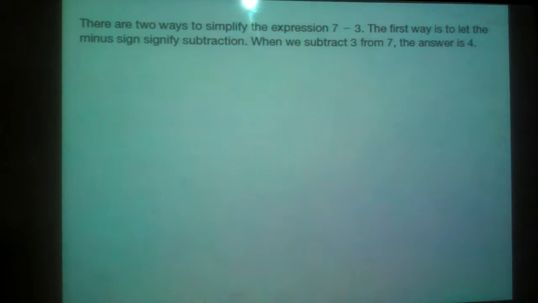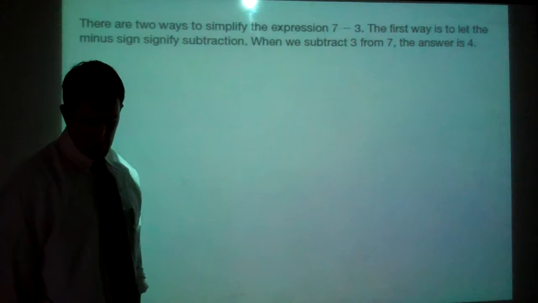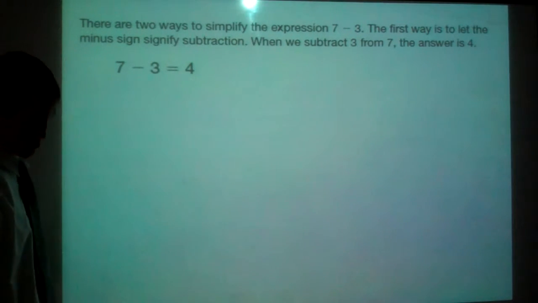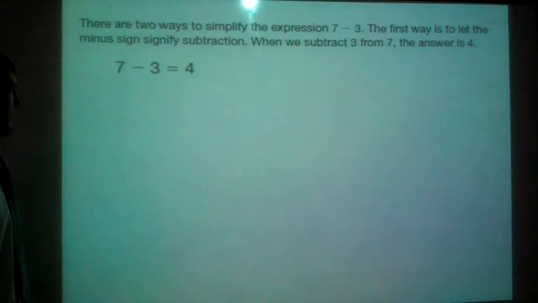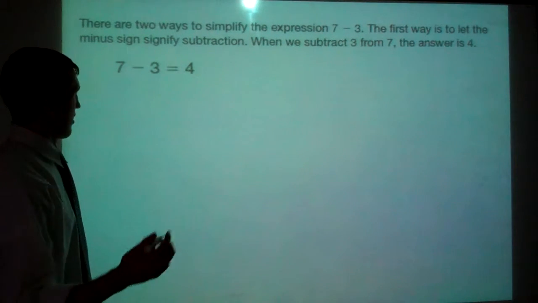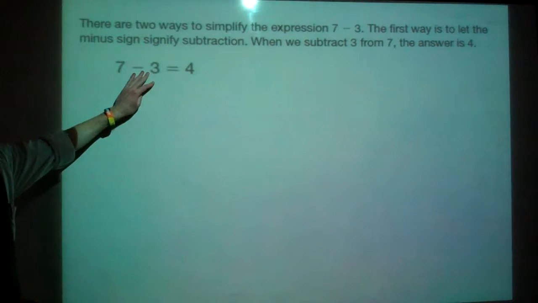Alright, so there are two ways to simplify the expression 7 minus 3. So let's take this very simple concept, 7 minus 3, and we get 4. That's the way we normally do it. 7 minus 3 is 4. Everyone knows that, or at least most of us know that. The other way to do it is to turn this into addition. Now I'll show you what we mean here.